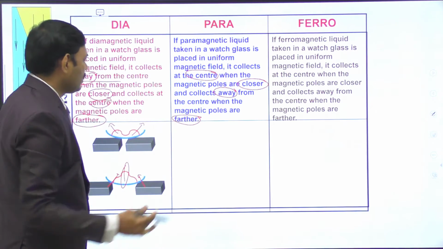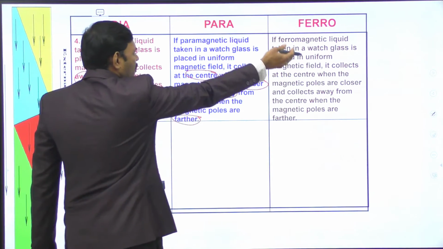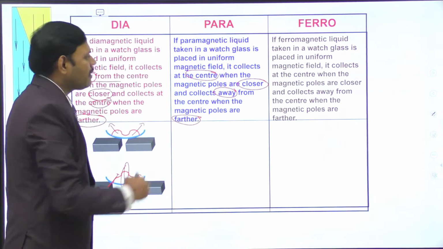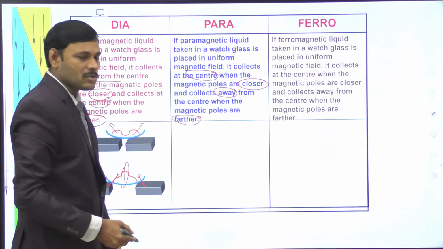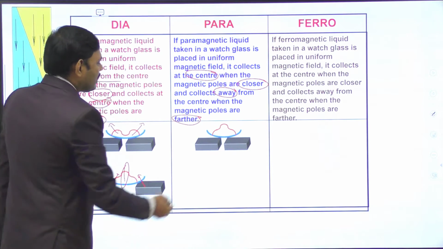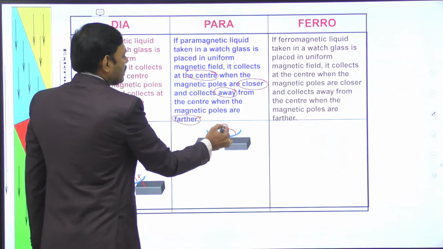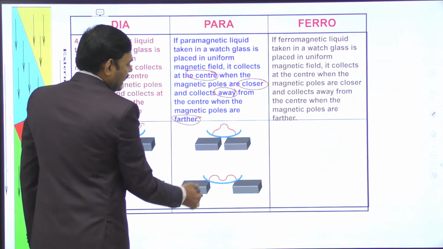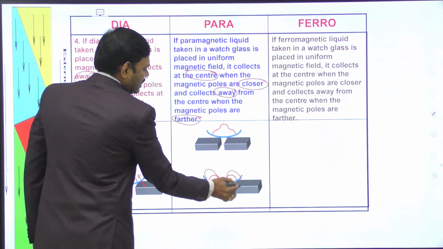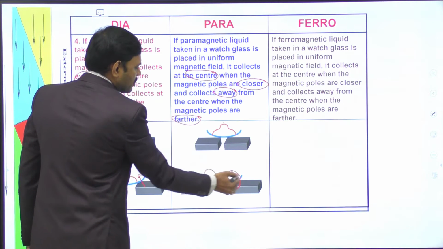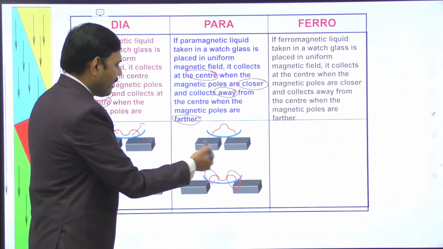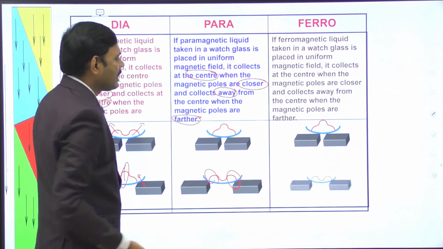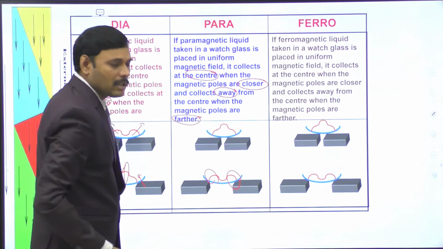The same thing will happen in ferromagnetic material also, but with more intensity, strongly. When the poles are close, it is collected at the center because of attraction. When they are farther, it is collected away. It is collected by the poles, so that is why the liquid moves away. Same as the paramagnetic, nothing different, with a stronger nature.